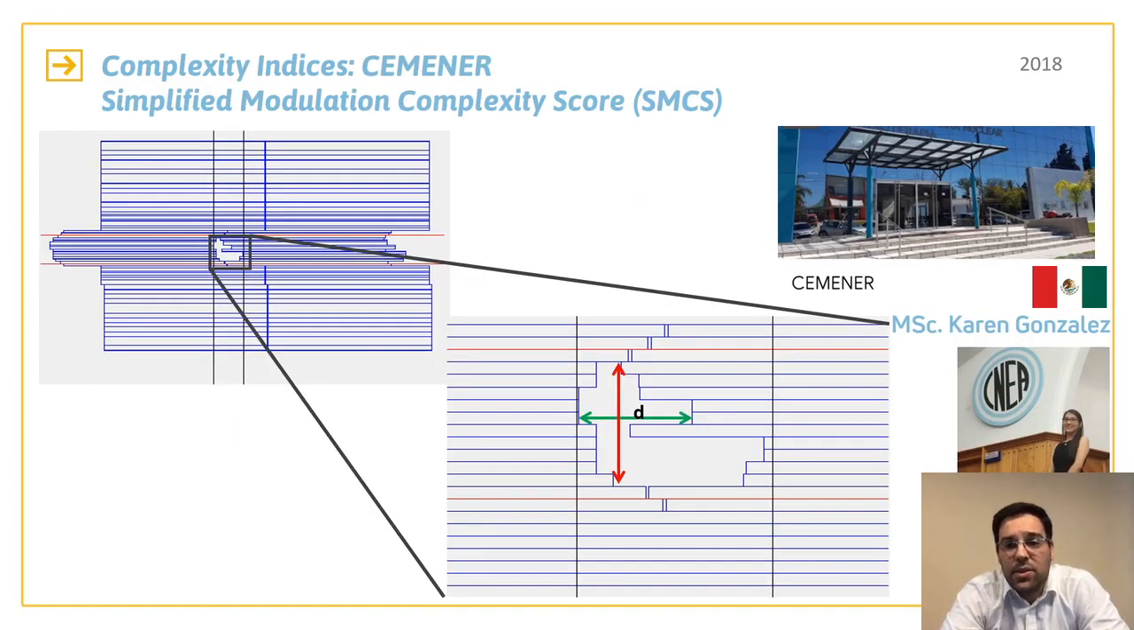And the last index in this presentation will be the simplified modulation complexity score developed in Sendai. This tool aims to be a simple and automated software to evaluate the complexity and the possibility of failure in patient-specific QA. We evaluate the distance between an individual pair of leaves, the green arrow in the picture, and do not take into account the difference between neighbor leaves, the red arrow in the picture. This was used for a master's thesis in patient-specific QA in SRS in 2018.